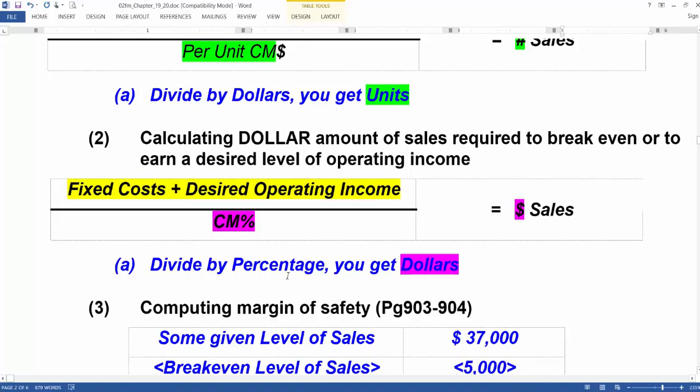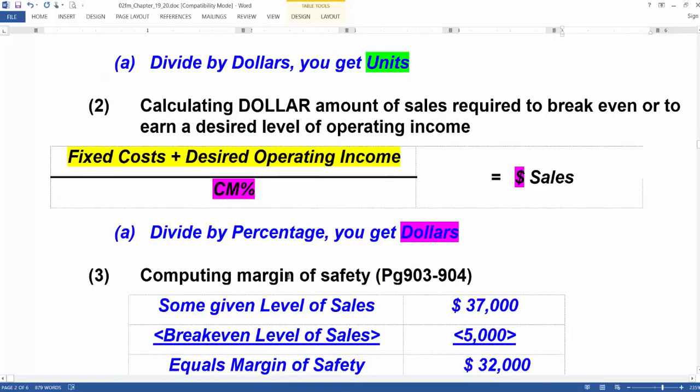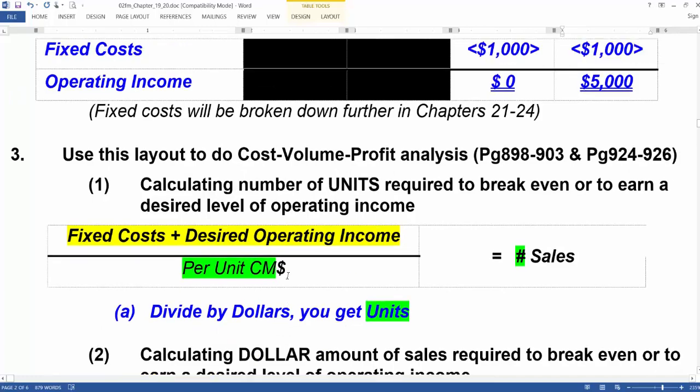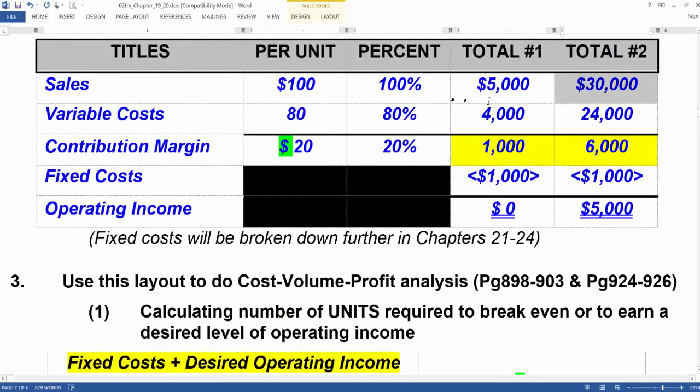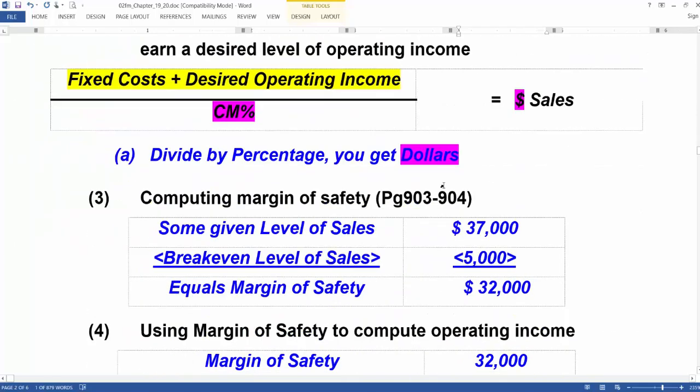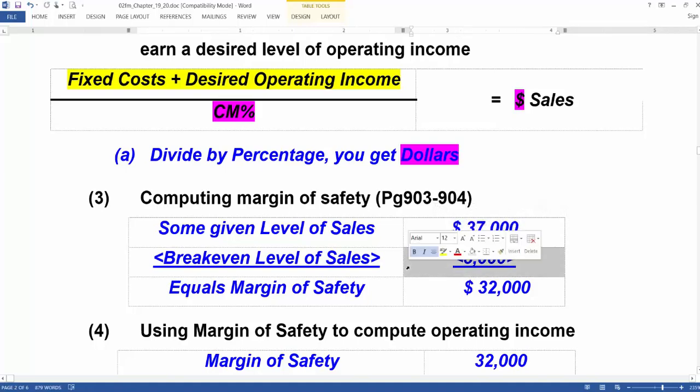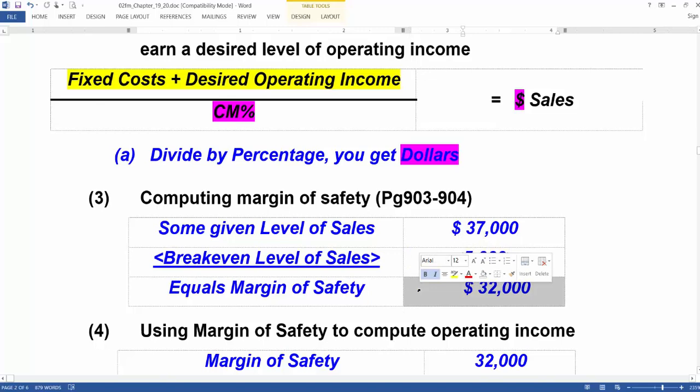We're going to look at the margin of safety. The margin of safety is how much your actual sales, whatever they may be, exceed the break-even level of sales. So in this problem here, any amount of sales more than 5,000 will be above the break-even level of sales. So whatever that number is minus 5,000, that actual sales number minus this break-even sales number of 5,000 will give me my margin of safety. So let's say it's 37,000 in actual sales. My break-even level of sales is 5, so I'll have a margin of safety of 32.